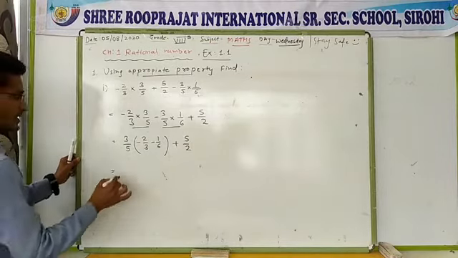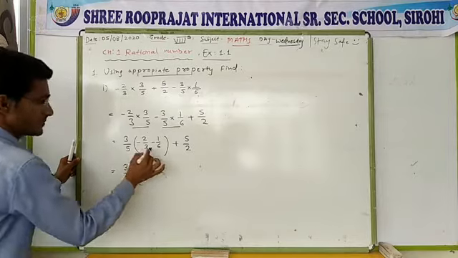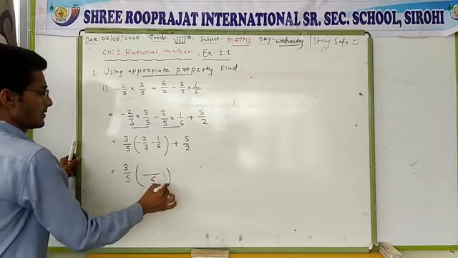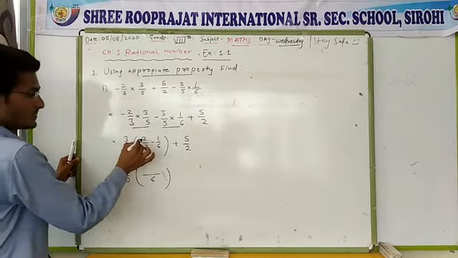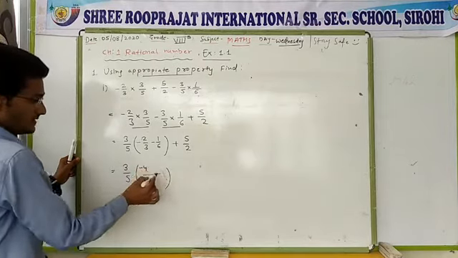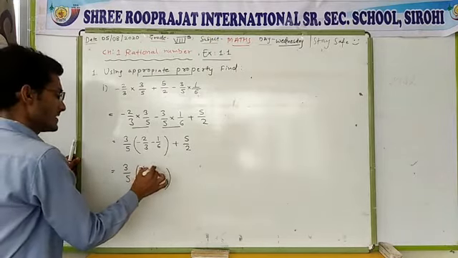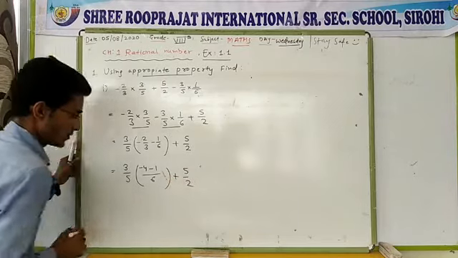First of all, we will solve this bracket. So 3 by 5 as it is. In the bracket, the LCM of the denominators 3 and 6 will be 6. So 6 divided by 3 is 2 times, and that 2 multiplied with this 2, you will get minus 4. And then 6 divided by 6 is 1 times, and 1 multiplied with 1, you will get minus 1. So, and plus 5 by 2.